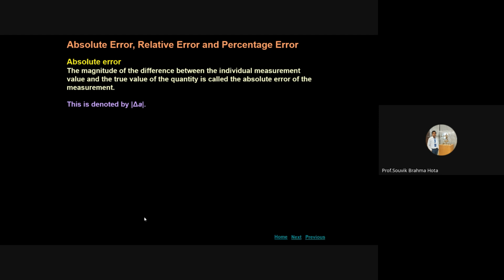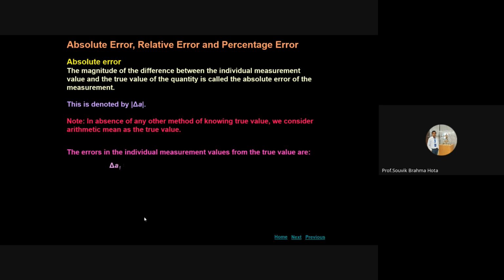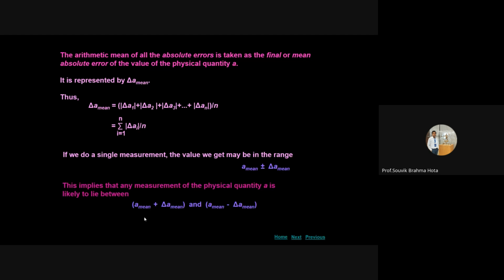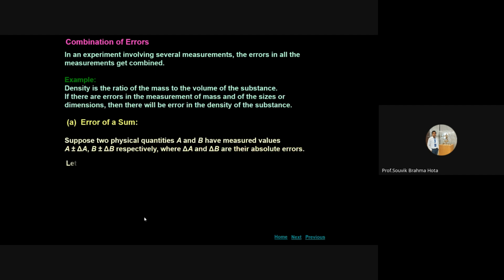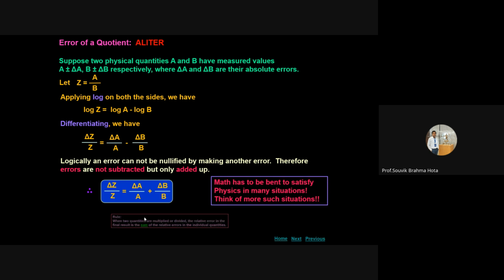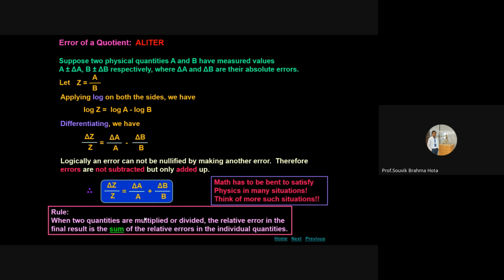Now absolute error, the magnitude of the difference between the individual measurement value to the true value, is known as absolute error. It is denoted by delta A. So this thing I might discuss in class. Now I am avoiding this part, and I'm going to the dimension part. Dimensional part I will discuss better, I will discuss one problem in class, then you can understand this part. And I think many schools have omitted this part.